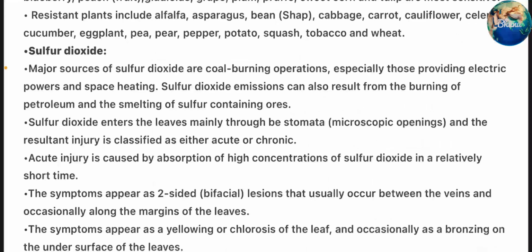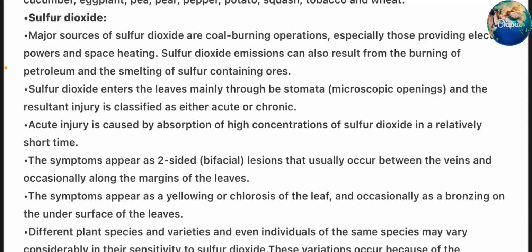Next, sulfur dioxide. Major sources of sulfur dioxide are coal burning operations, especially those providing electric power and space heating. Sulfur dioxide emissions can also result from the burning of petroleum and the smelting of sulfur containing ores. Sulfur dioxide enters the leaves mainly through the stomata, and the resultant injury is classified as either acute or chronic.